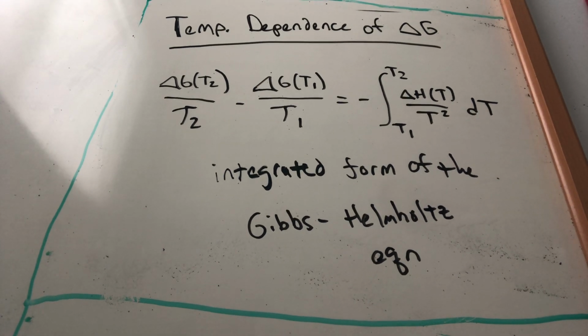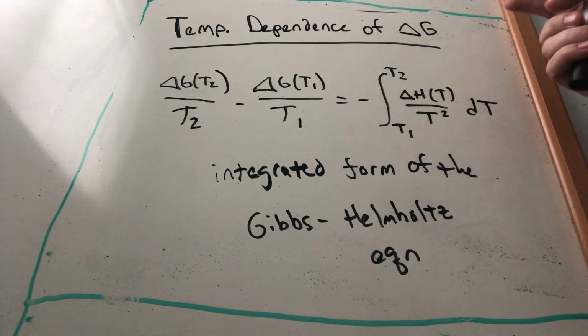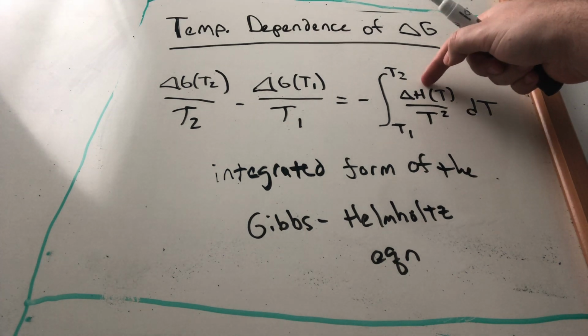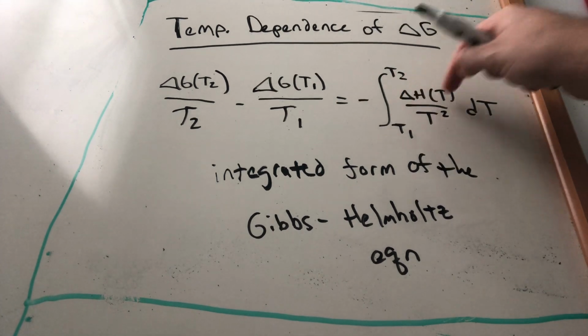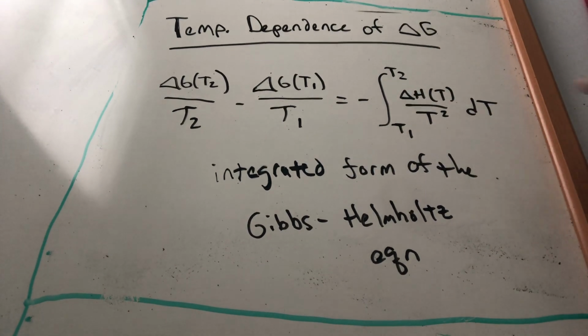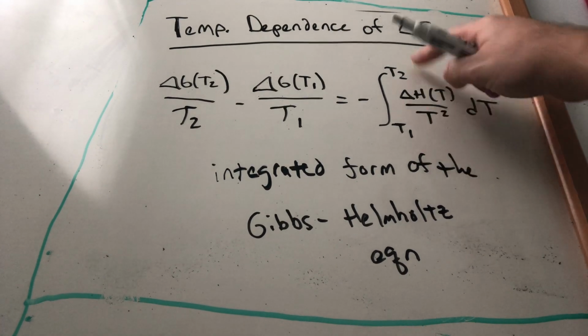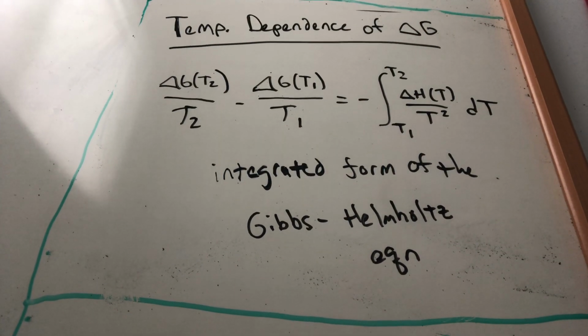So you can do a lot of modeling with constant pressure heat capacity to get how delta H changes with temperature. If you go back and look at your notes, that's something we've already looked at, how H could possibly have temperature dependence. And if you figure out what that temperature dependence is, you divide by T squared, you integrate, and then you can solve for this delta G at a different temperature.